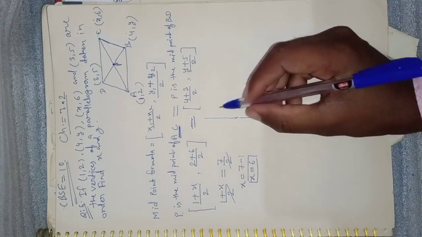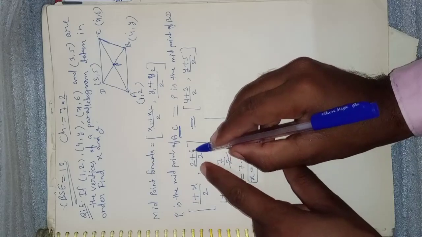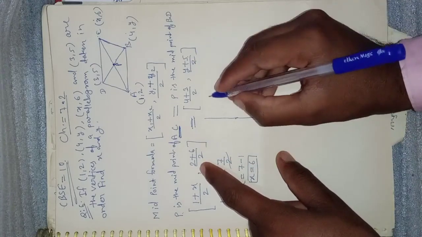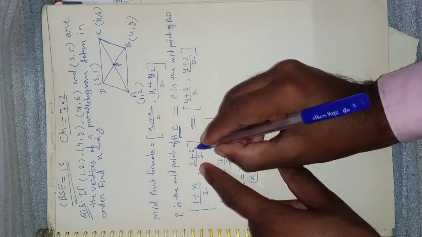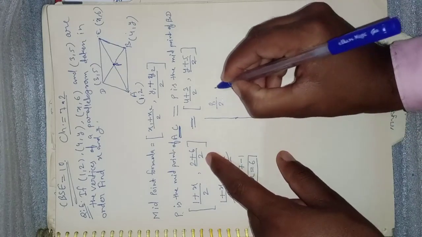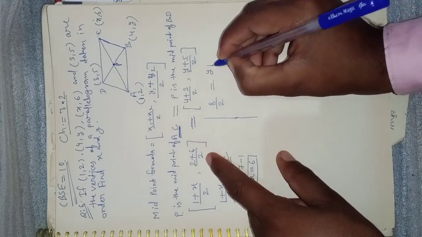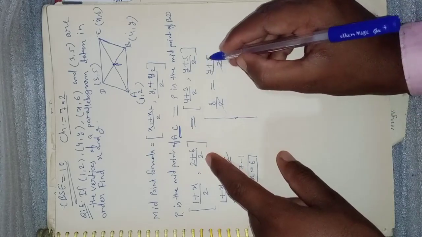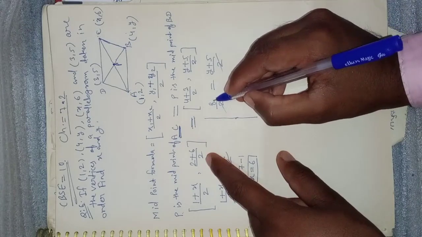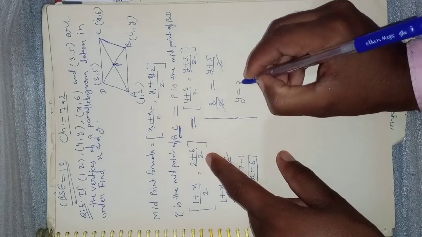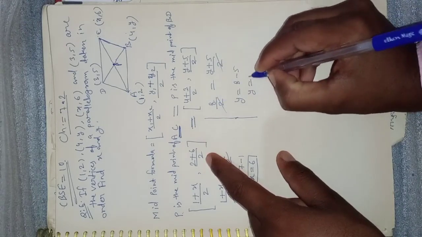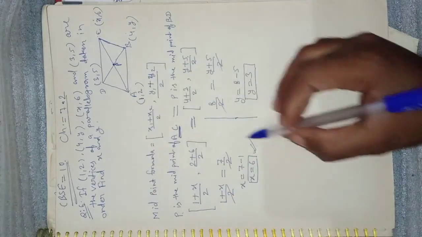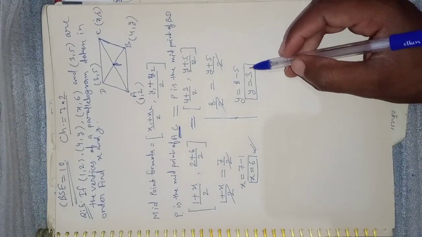Next, find the y value. The y coordinates are the same: (2 plus 6) upon 2 is equal to (y plus 5) upon 2. 2 plus 6 is 8. The 2 cancels, transfer plus 5 to this side: y is equal to 8 minus 5, so y value is 3. This is your answer. X value is 6, y value is 3.